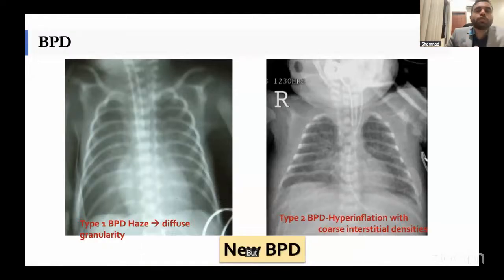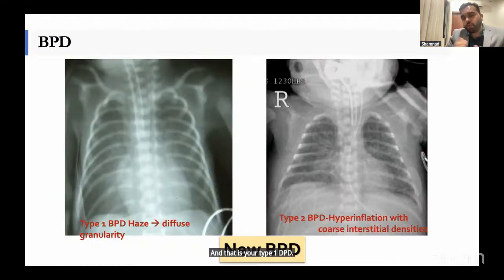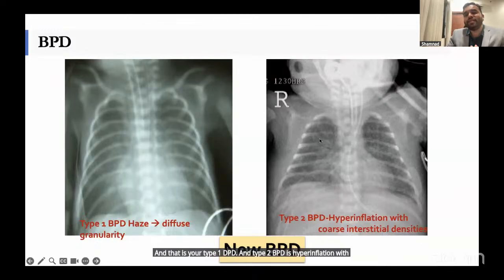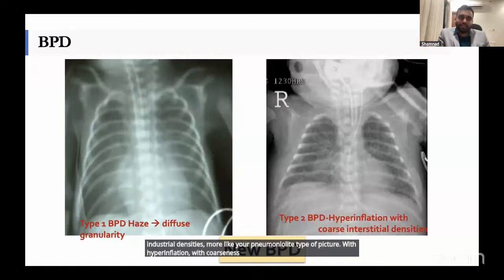But as I told, with current neonatal practice, what we usually see is new BPD changes. Many a times it is haziness or diffuse granularity, and that is your type 1 BPD. Type 2 BPD is hyperinflation with coarse interstitial densities, more like a pneumonia-like picture.